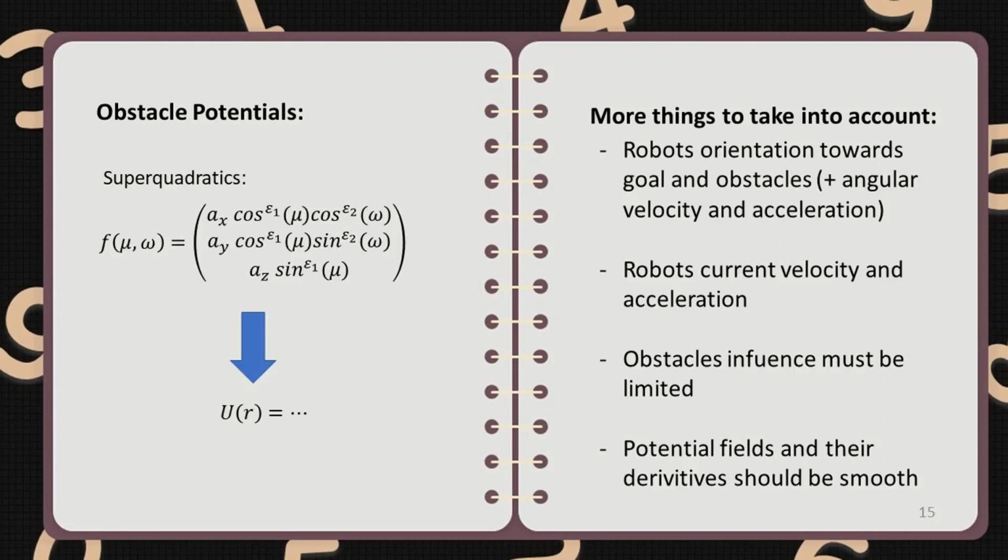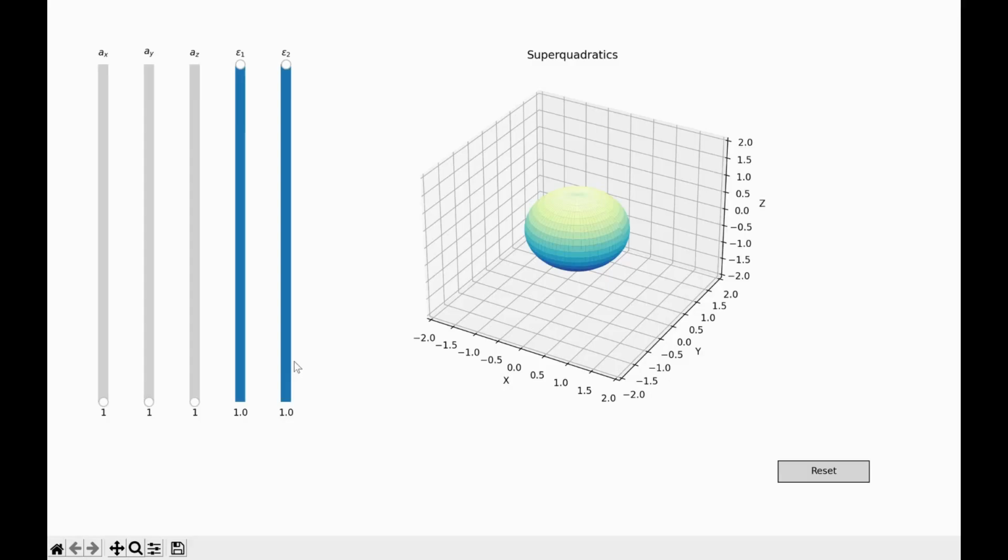Another way to create obstacles is by using superquadratics or superquadrics. With them, basic three-dimensional shapes can be represented. It looks very complicated at first, but if you choose 1 for ax, ay, az and epsilon 1 and 2, you get the basic equation of a sphere with radius 1.